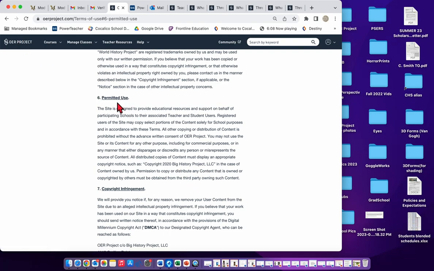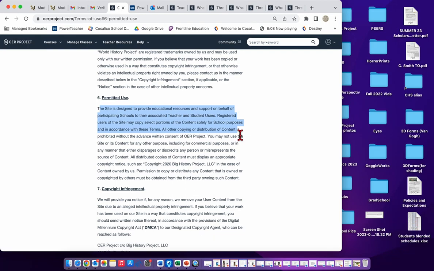So first of all, we have the permitted use section. This site is designed to provide educational resources and support on behalf of participating schools to their associated teacher and student users. Registered users, that's me.